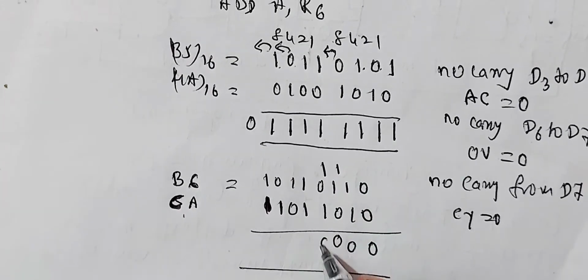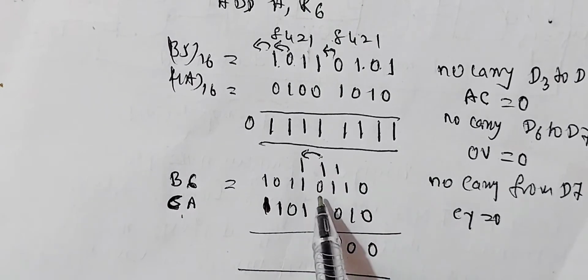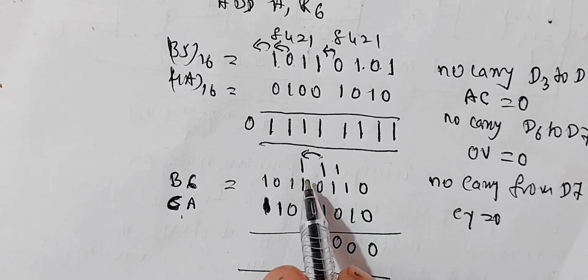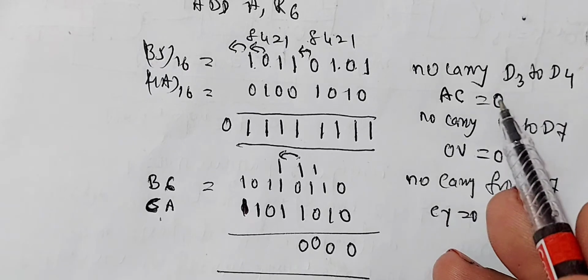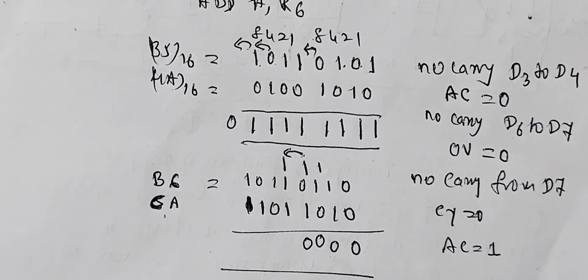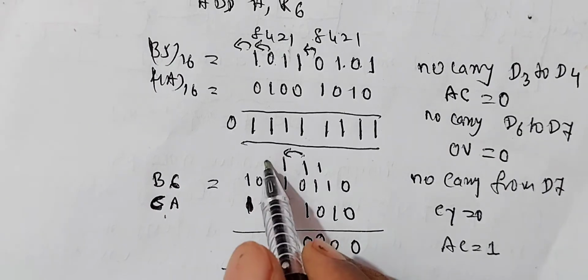1 plus 1, 0. Carry 1. See, there is a carry from the bit D3 to D4. Therefore, the carry from D3 to D4 is called auxiliary carry. In that case, auxiliary carry is set to 1. So 1 plus 1, 0. 0 plus 1, 1. Carry 1.